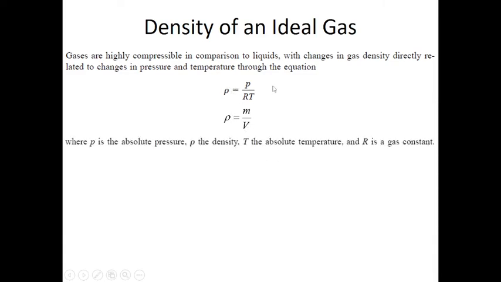Kaya meron kang PV equals MRT. Yun yung ideal gas equation. Ibig sabihin, rho equals P over RT, na-derive lang yon sa PV equals MRT. So, we have density equals mass over volume, yun isang formula. Another formula, density equals P over RT. Pagka may example tayo, pag-usapan natin yan in detail.